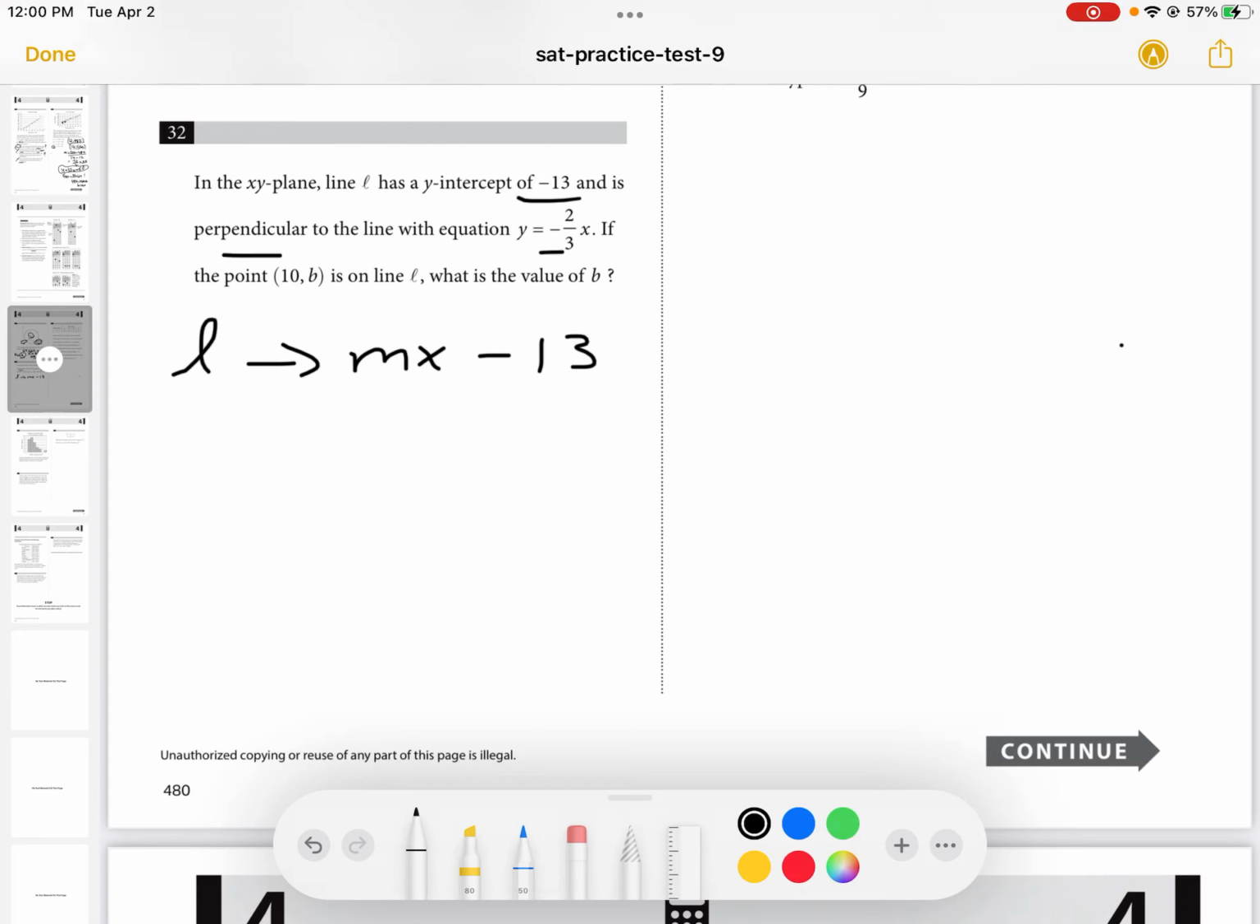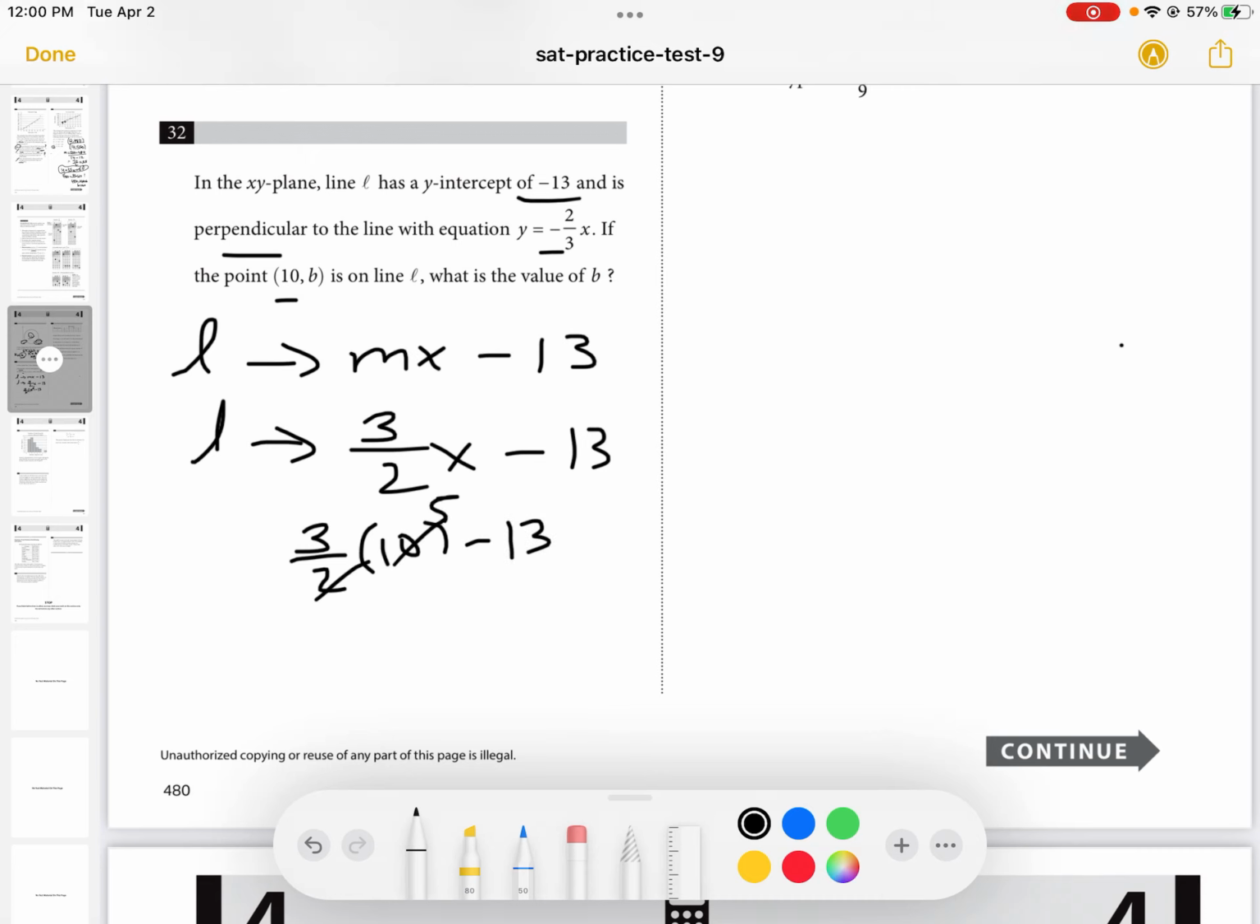And we know that line L is perpendicular to the line with equation y equals negative 2/3 x. We know perpendicular lines have slopes that are negative reciprocals of each other. So the slope for line L will be the negative reciprocal of negative 2/3, which is 3/2. So the equation for line L is 3/2 x minus 13. Now if we plug in x equals 10, 3/2 times 10 minus 13, this is 15 minus 13, and it's 2. So 2 is our final answer.